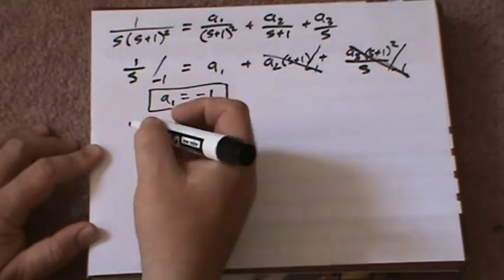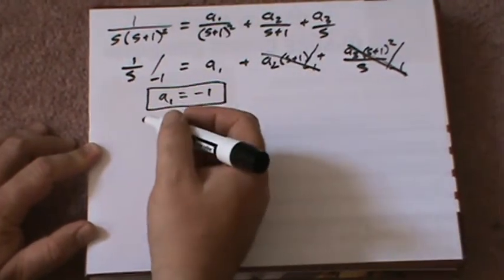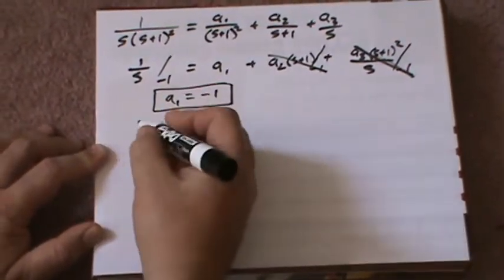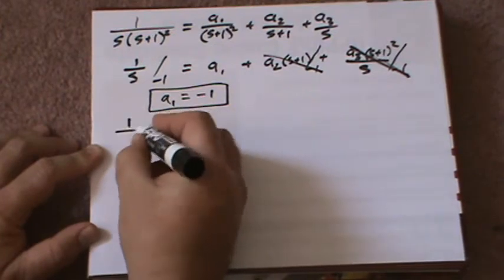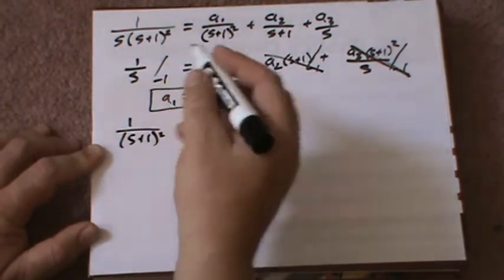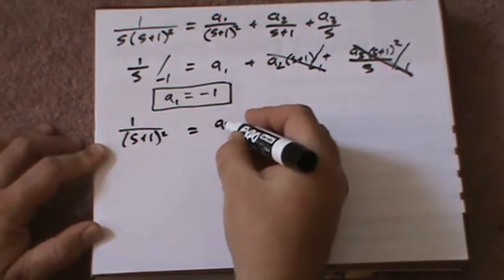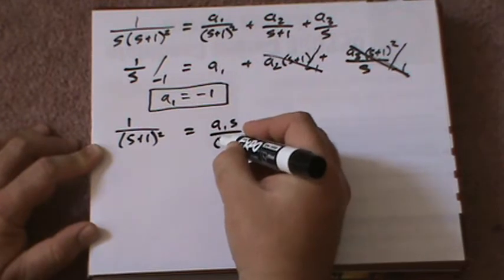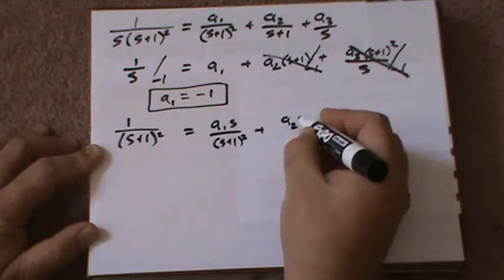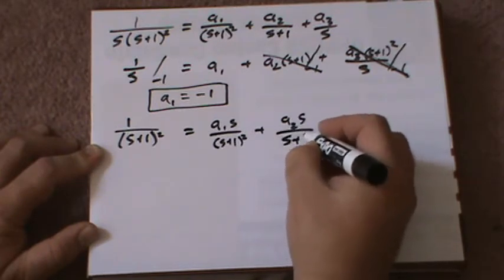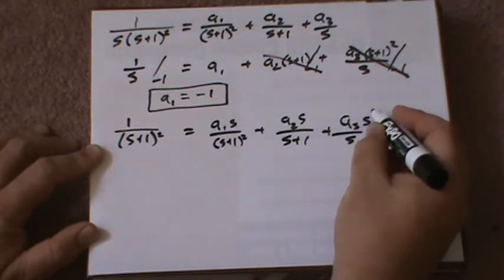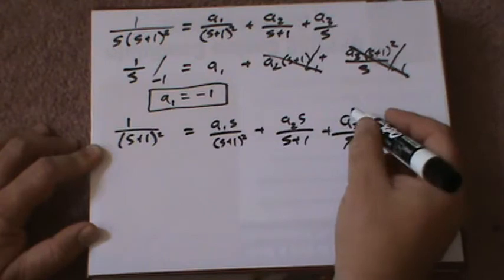Now the second one we do is take this same lovely expression, and we're now going to get a3, so we multiply through by s. So first things first, multiply on the left hand side, we get (s plus 1) quantity squared, and then on the right we get a1 s over (s plus 1) quantity squared, and a2 s over s plus 1 plus a3 over s times s, and the s's cancel, so we just get a3.